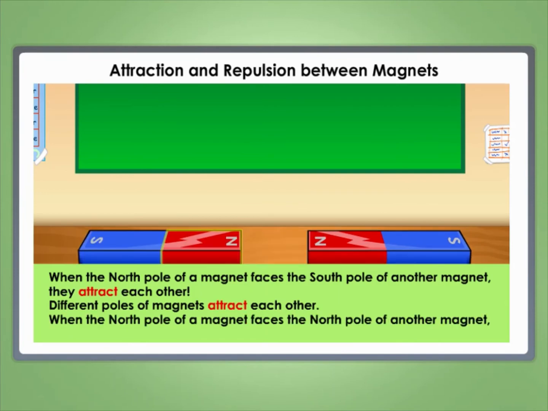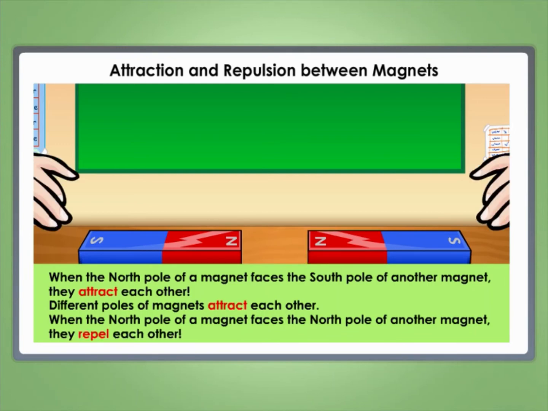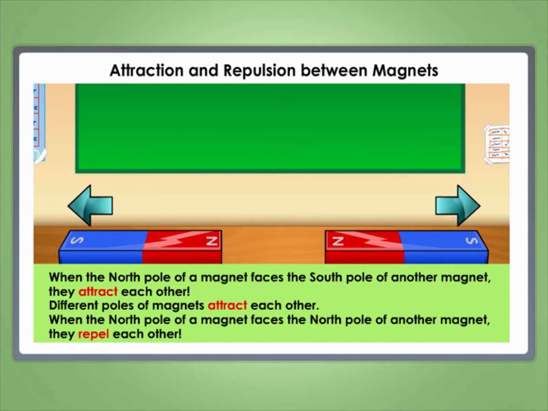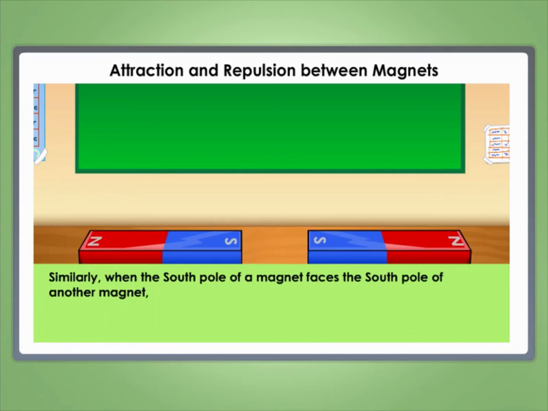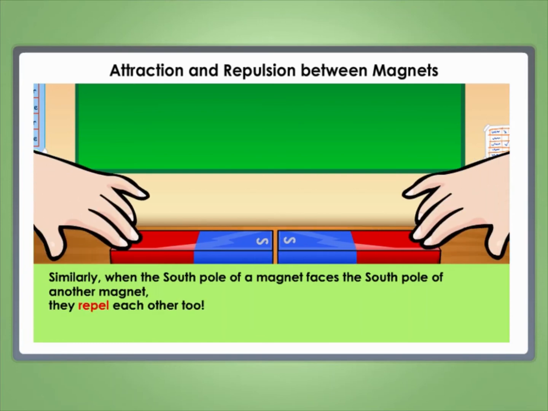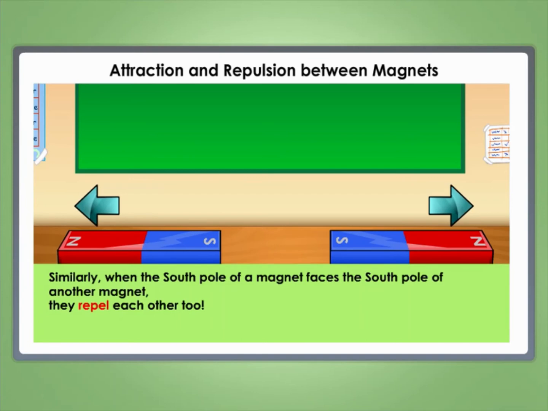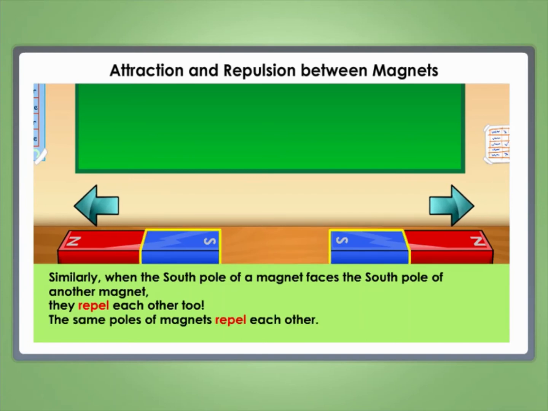When the north pole of a magnet faces the north pole of another magnet, they repel each other. Similarly, when the south pole of a magnet faces the south pole of another magnet, they repel each other too. The same poles of magnets repel each other.